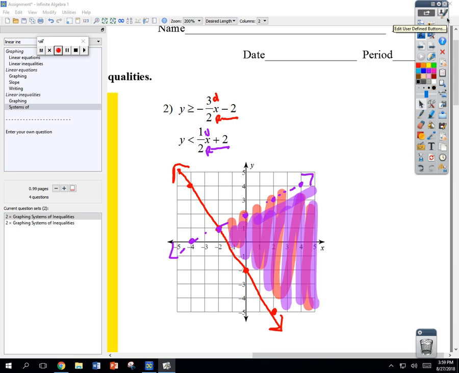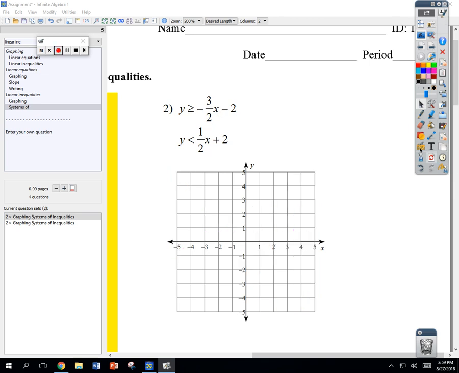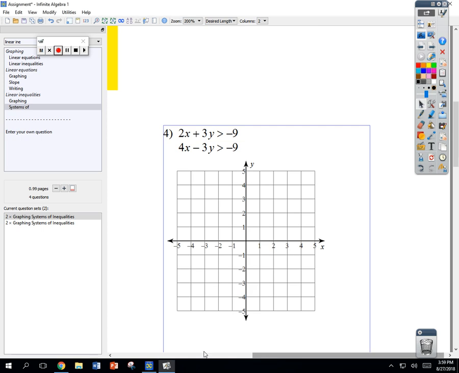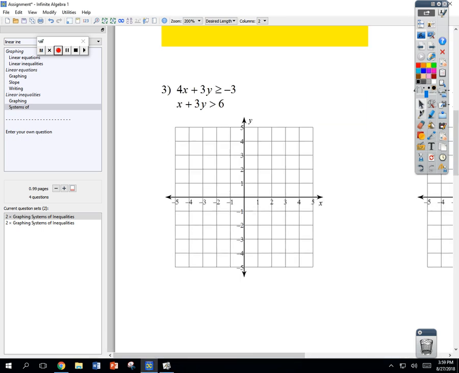So now, let's talk about what happens when it's not in y equals mx plus b form. So, these don't look like y equals mx plus b, because y is not by itself. So I'm going to have to rewrite both of them before I can graph them. So I'm going to start with the top one down here. And I'm going to rewrite it.